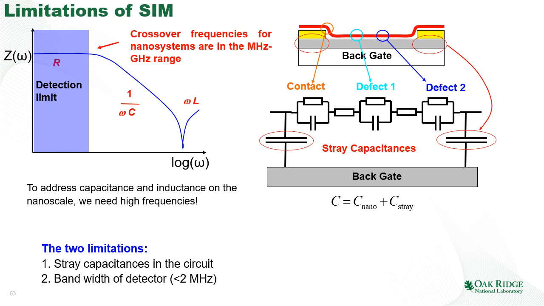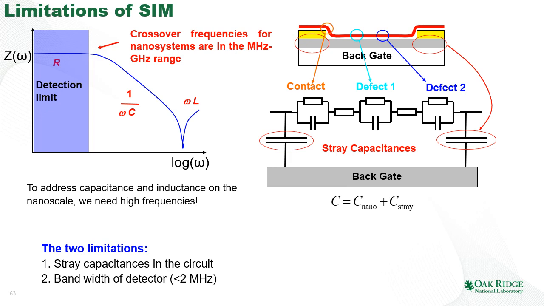Now, what's the limitation of scanning impedance microscopy? The limitation is, of course, that the signal is not local. It depends not only on the capacitive characteristic of the interface, it depends on the rest of the circuit. Also, it is affected by the stray capacitance in the system. If we have a carbon nanotube between two gold electrodes, the capacitances between the electrodes and the back gate are much more important than the capacitance of the defects inside the nanotube.